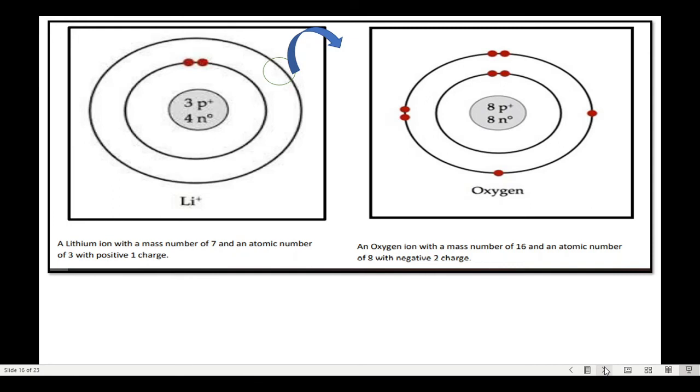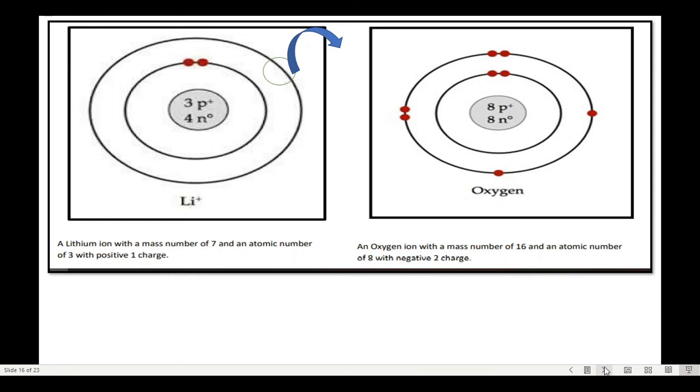Positive 1. Saan na napunta? Kahit sino nangangailangan na atom na anion. So, in this case, si lithium ay isang certified cation kasi nag-lose siya ng charge na isa. Okay? Next, yung oxygen naman.